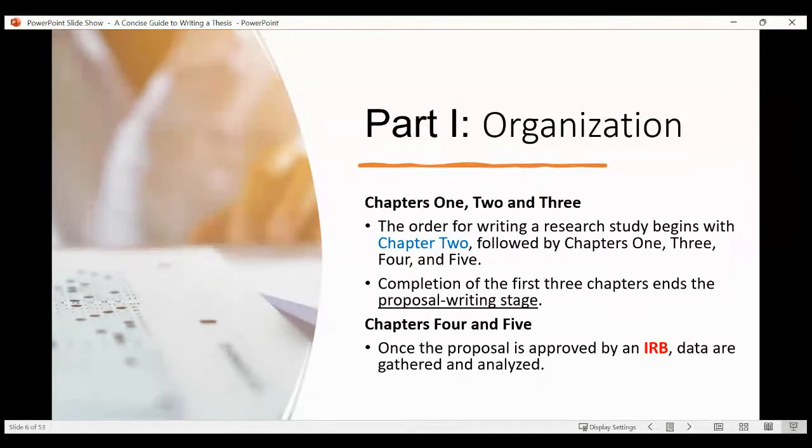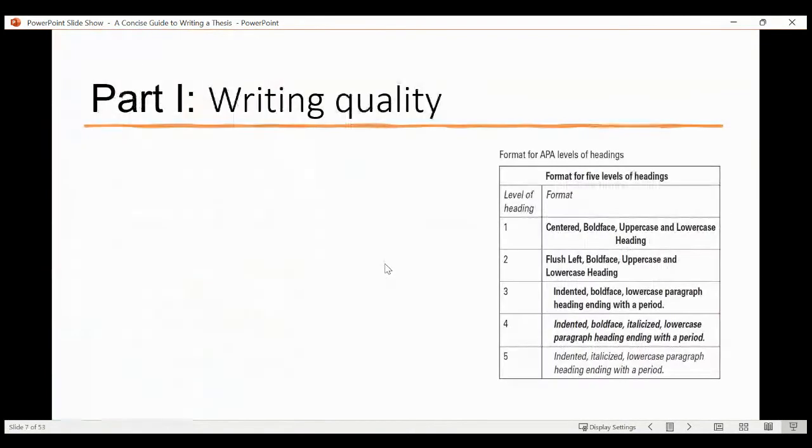To get the IRB approval, institutional review board, ask your ethical committee to grant you permission to conduct your research if you have, for example, human subjects in your study. Then finally, you write the references and the abstract. Now you are ready with the organization. Let's now move on to writing quality.